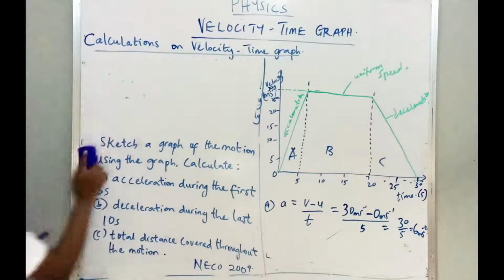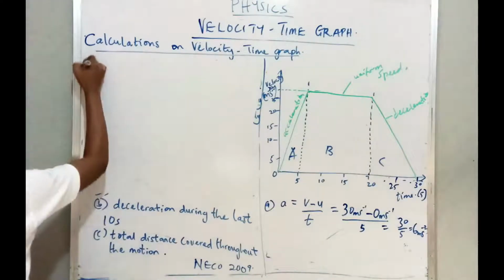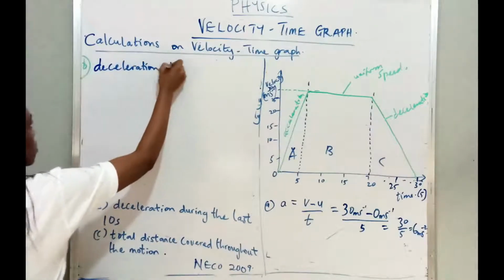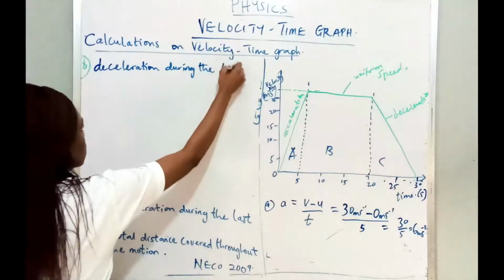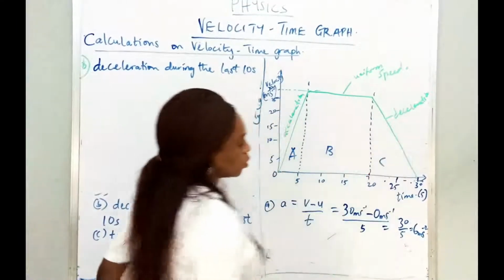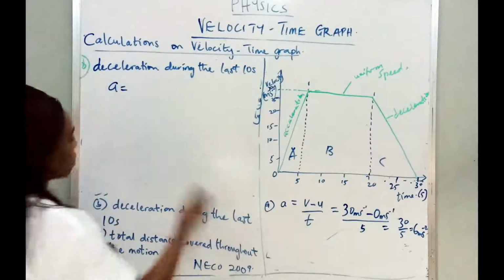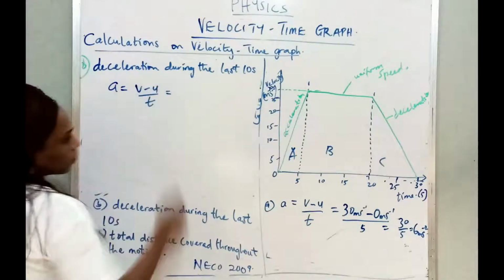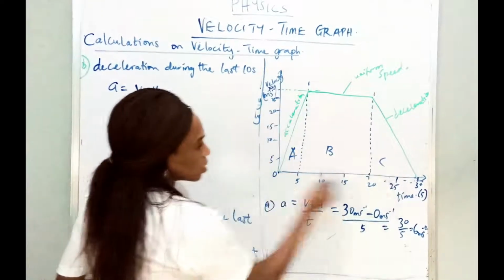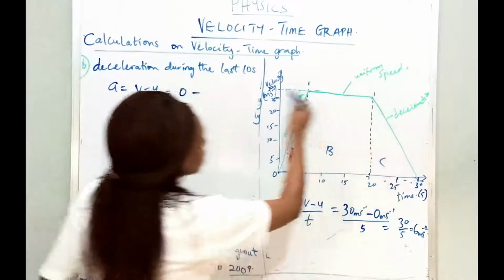Now, the next question says, deceleration during the last 10 seconds. Don't forget I said this is an acceleration. During the last 10 seconds, it's still the same formula as acceleration. The only difference would be the negative sign. So we have final minus initial velocity over time. Our final velocity here, it came to rest, so trace it down, the final velocity is zero. So V is 0 minus the initial velocity before it decelerated, that is 30.